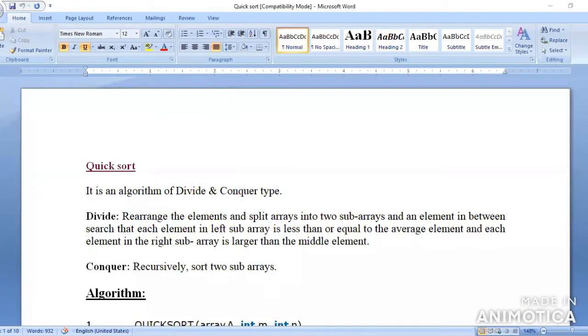In the previous class we discussed the divide and conquer strategy. What is the general method for divide and conquer methodology? Then how to calculate the complexity for divide and conquer. After that we discussed the applications of divide and conquer methodology.